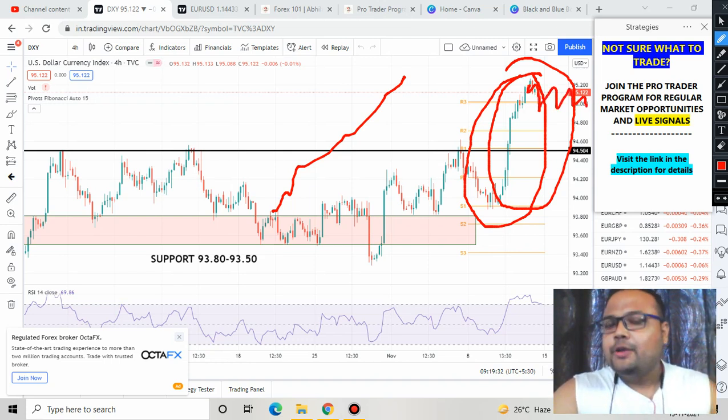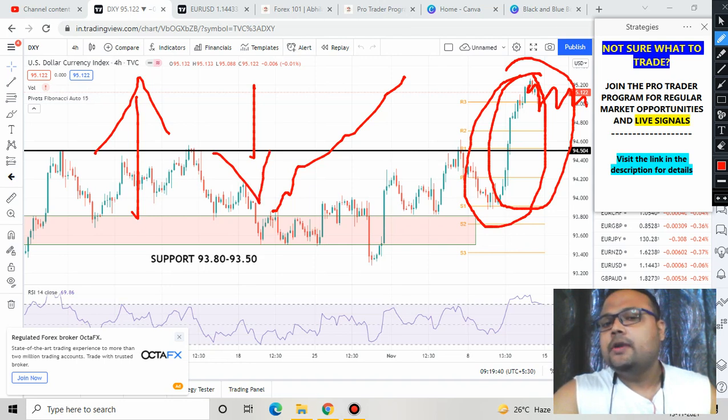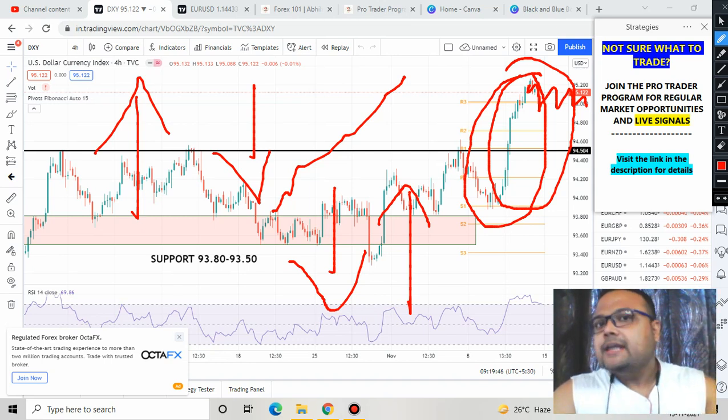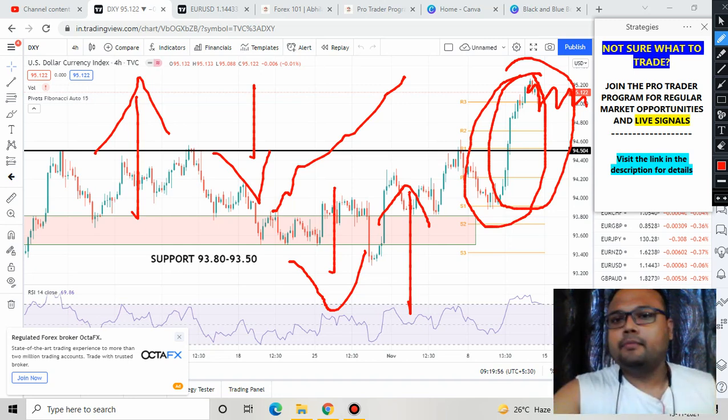As we all know, there is a correlation between the US dollar and Euro USD. When the USD goes up, DXY goes up, we see Euro USD going down, or when we see the US dollar going down, we see Euro USD going up. So if DXY goes for correction or consolidation, there is a good possibility of Euro USD trying to recover. So keep your eyes on DXY.